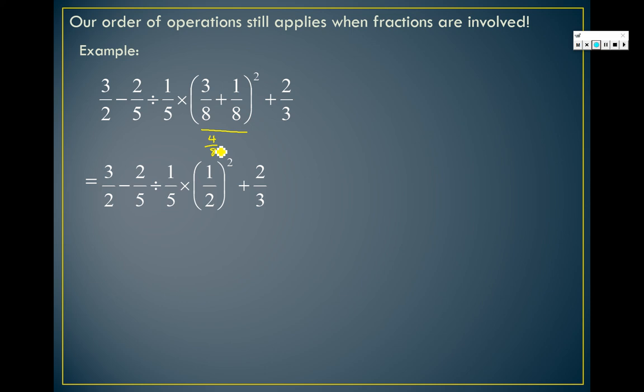And the reason we reduce it is if we square 4/8, it's going to become like 16 over 64. The numbers just get bigger and bigger. So we want to reduce every chance we get. Reducing is such a good move. Okay, back to Bedmas now.